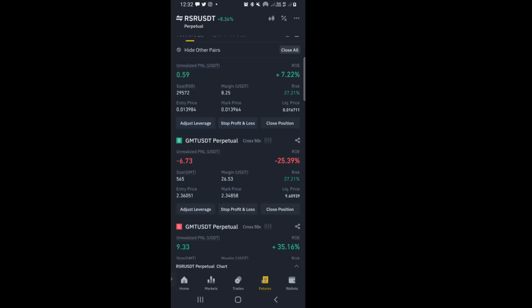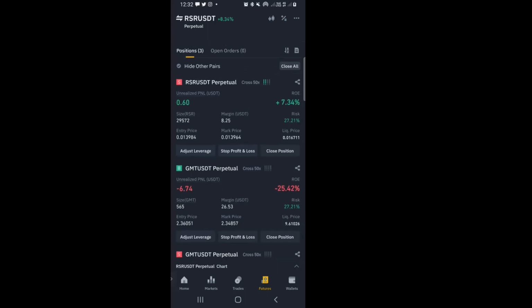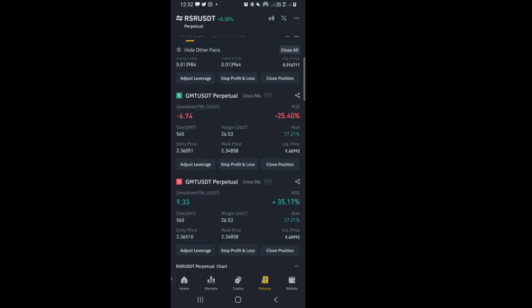Yes, yes. Okay, I thought I was going to make a profit from the RSI, but it was a wrong entry. So look at this GMT now.